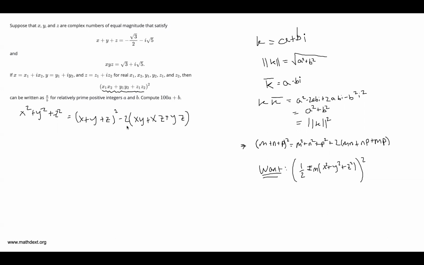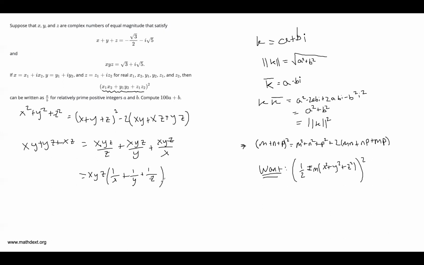But now what we can realize is that this second term, where we have xy plus yz plus xz, is going to be equal to xyz over z plus xyz over y plus xyz over x. You can realize that this is xyz times the sum of the reciprocals of x, y, and z.